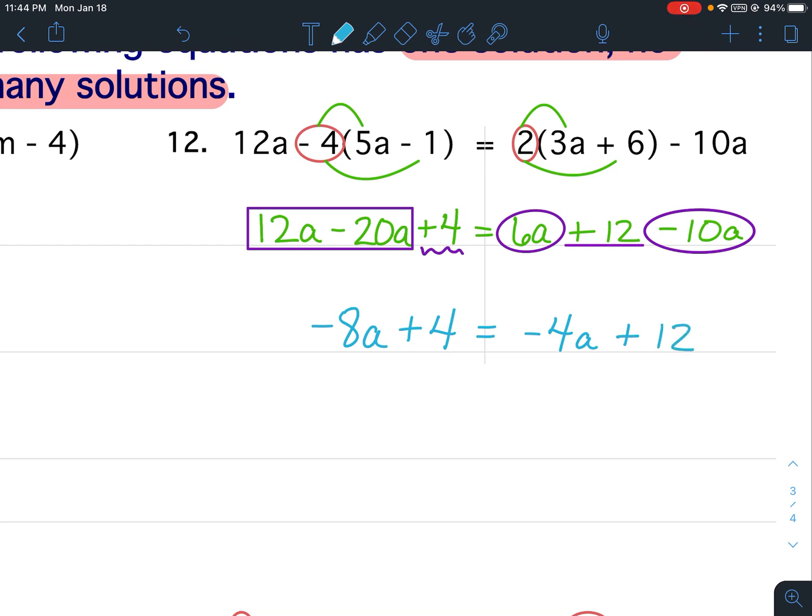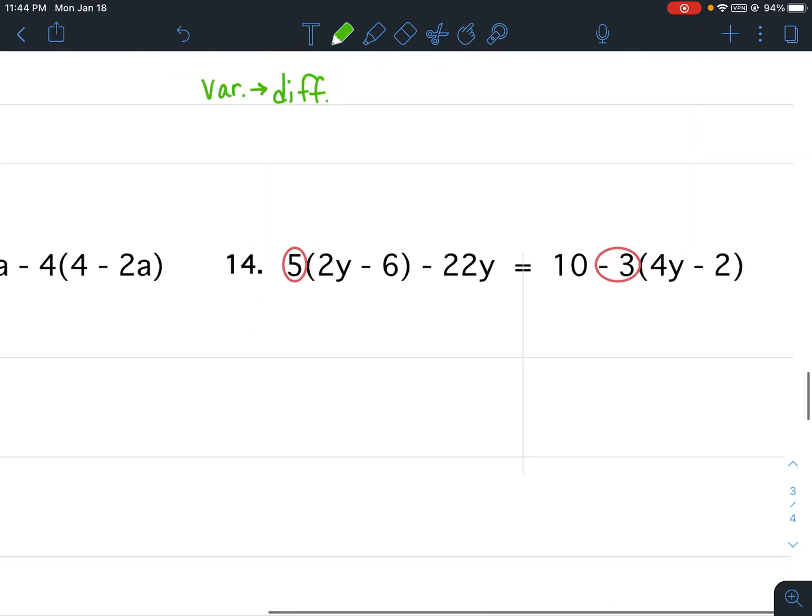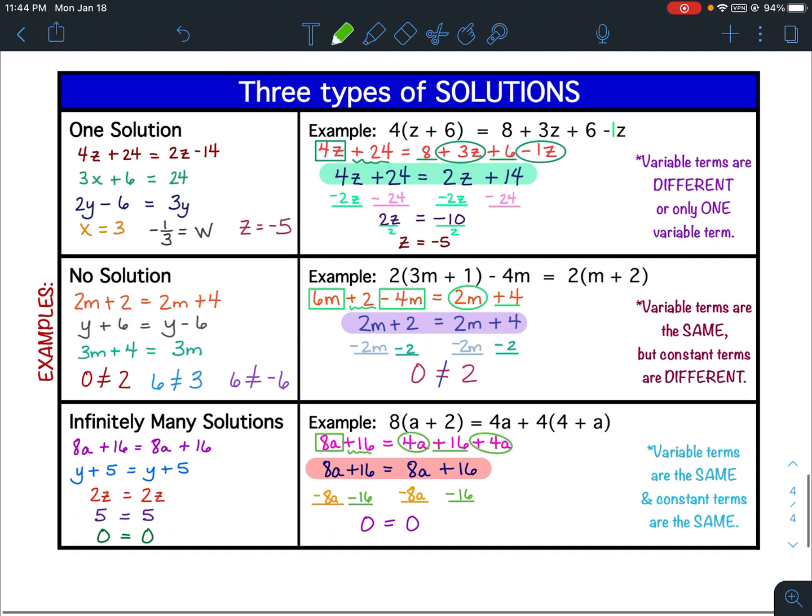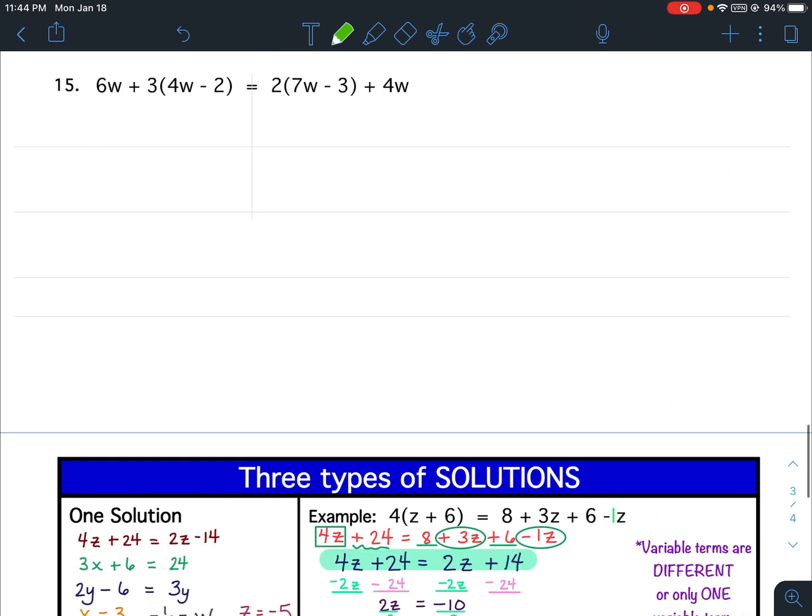And then you ask yourself, you look at the variable terms first. If I look at this, I notice that my variable terms are different. So if I go down to my chart here, where does it say the variable terms are different? Right here. And if the variable terms are different, it's going to be a one solution problem.